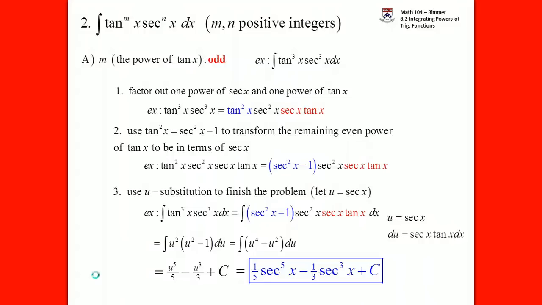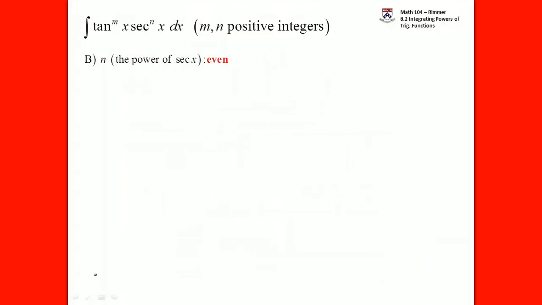Alright. Let me just set this next one up and we're out of here. Power of secant even. Power of tangent odd, go into all of that. Power of secant even, go into all of this. Same kind of thing. I'm integrating secant to the fourth tan squared. Notice, power of tan is not odd, so I don't launch into all of that. Power of secant is even, I'm going to launch into all of this.